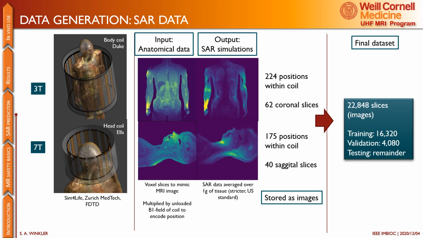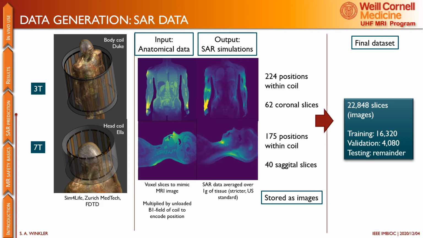The other thing I did was to multiply this anatomical image with the magnetic field of the coil. What that does is it encodes the position a little bit, right? So you can see that the coil was covering this part of the body. That way, it's an easy way to have a little bit of position information in there.